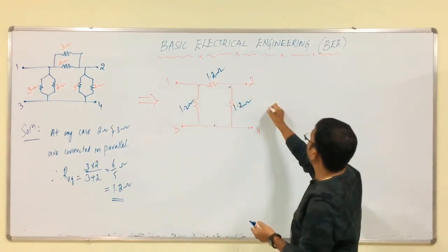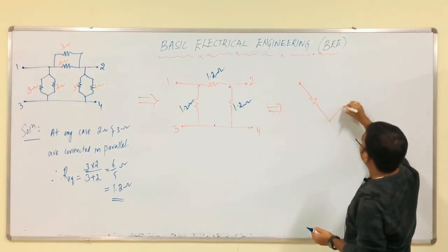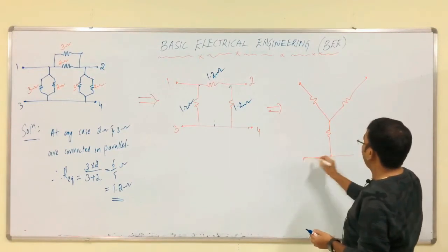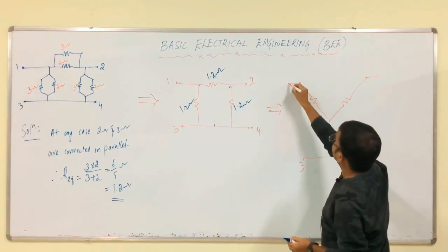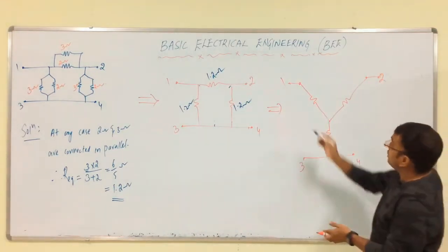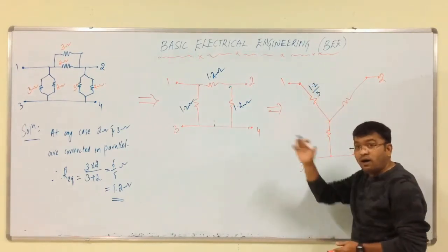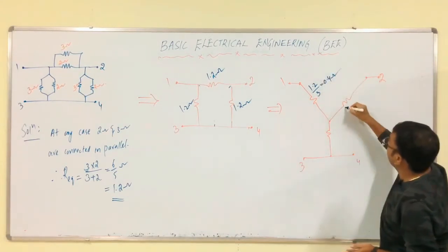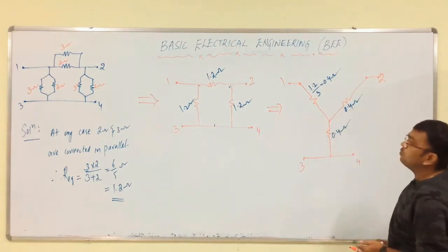So, this is 3, this is 4, this is 1, this is 2, that is the main. So, this could be what? 1.2 by 3. Why 1.2? R by 3, which is equal to 0.4 ohms. Here 0.4 ohms, here 0.4 ohms.